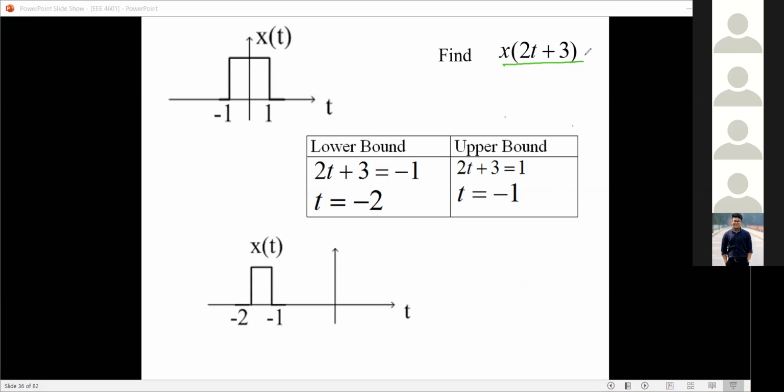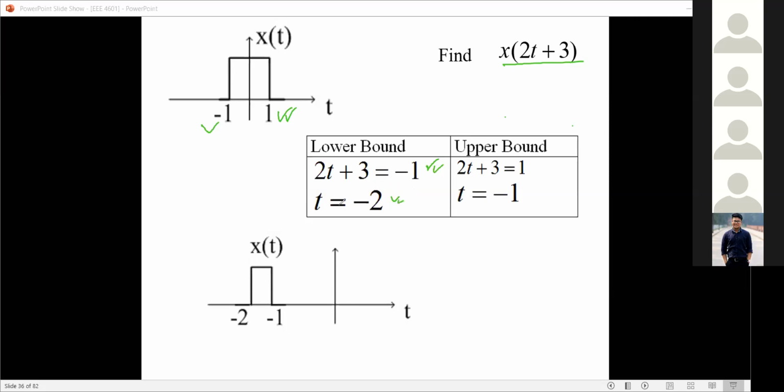In the conventional technique, you have to shift your signal to the left by 3 time units, then compress it by 2, isn't it? That you can easily do conventionally. Now, if you want to use the shortcut technique, it is simple. We have a lower bound and an upper bound of the signal. Our new time frame is 2t + 3. To calculate the time of your new signal at the lower bound, you equate 2t + 3 equal to -1, the lower bound of your original signal. Then you solve for t, equal to -2.